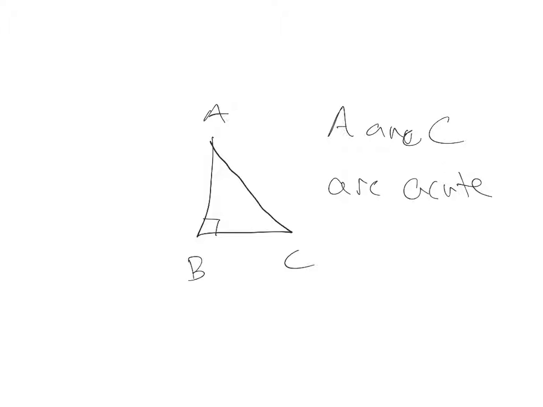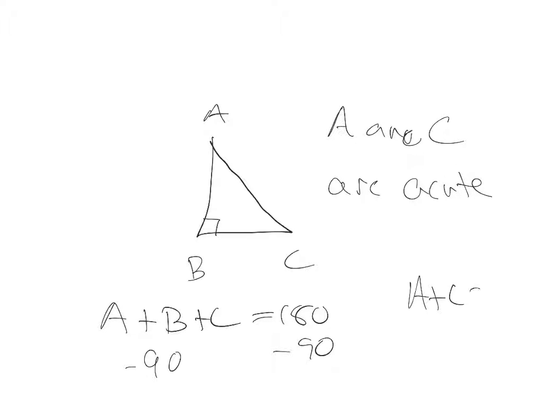And we know that because if all of them together have to equal 180, and B by itself equals 90, we can subtract B or 90 from both sides, and we get that A and C equal 90 as well, which means, of course, that they're complementary.